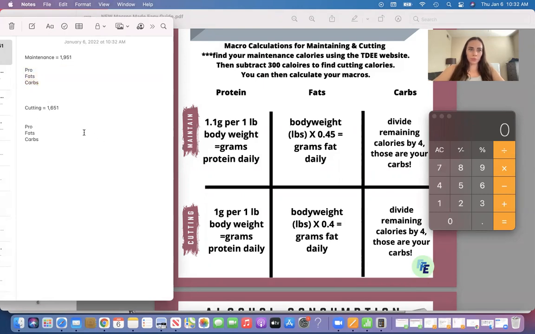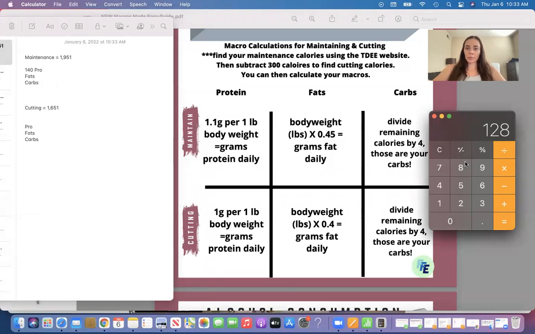for cutting. All right, so right here, it's going to tell us protein is going to be 1.1 gram per pound of body weight. For me, I'm 128 pounds, and then we're just going to multiply that by 1.1, and we get 140.8. For myself, I'm just going to round it down to 140. I could round it up to 141. Doesn't make that much of a difference either way. It's 1 gram, okay?